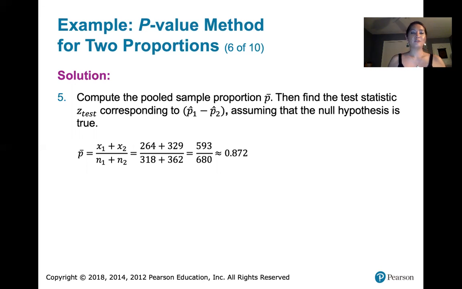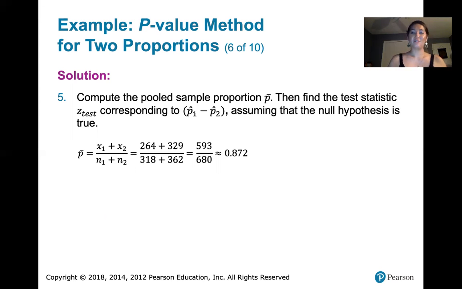The original first sample had 318 orders in it, and the original second sample had 362 orders in it. So total, we have 680 orders here. Now, we had 264 accurate orders from one of our restaurants and 329 accurate orders from the other restaurant. That means we had 593 accurate orders in general. So P bar is the proportion of accurate orders out of all of the orders that we were looking at, and we're disregarding which restaurants they come from. So we had 593 accurate orders out of 680, which is a proportion of about 0.872.